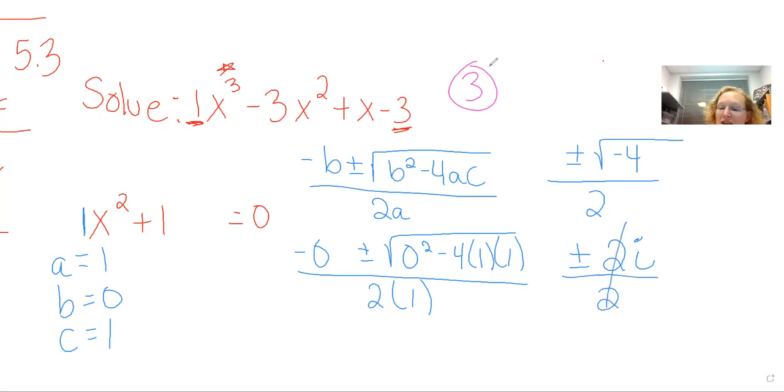And then these 2's can cancel out. And so your other choices are positive I or negative I. And remember, you were looking for 3 answers. You found one of them in the fact that 3 was an answer. We got that from my calculator. The other answers you got from the quadratic formula, positive I and negative I.